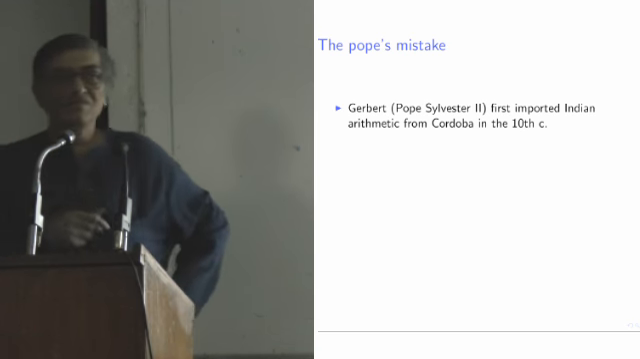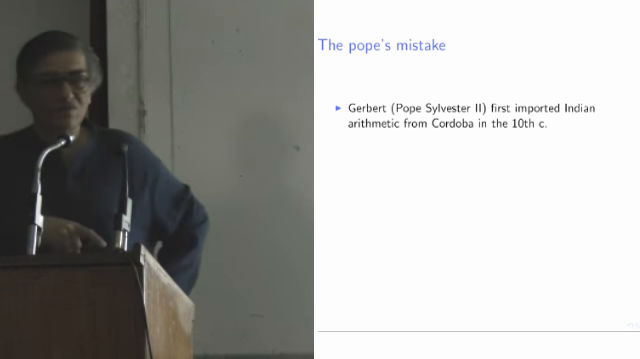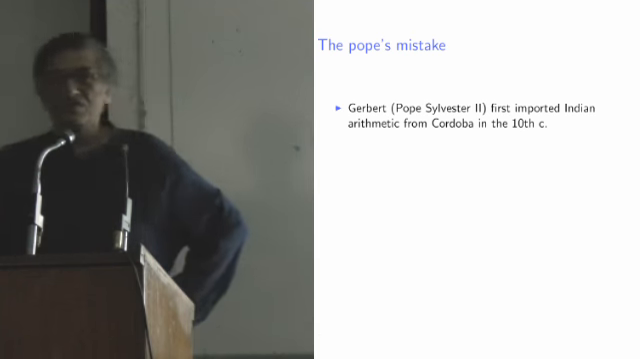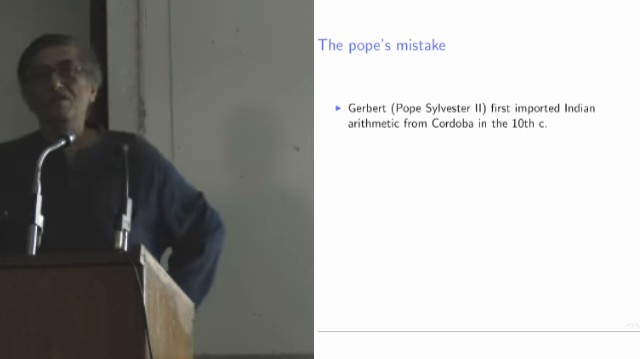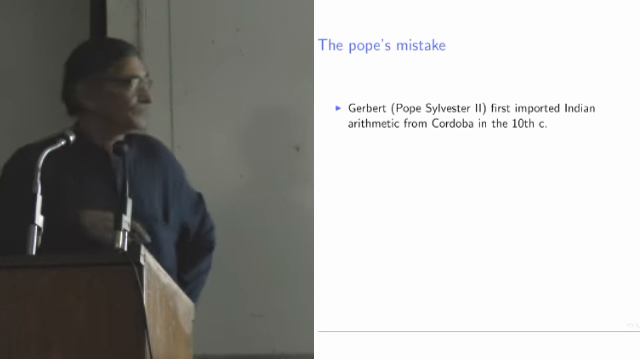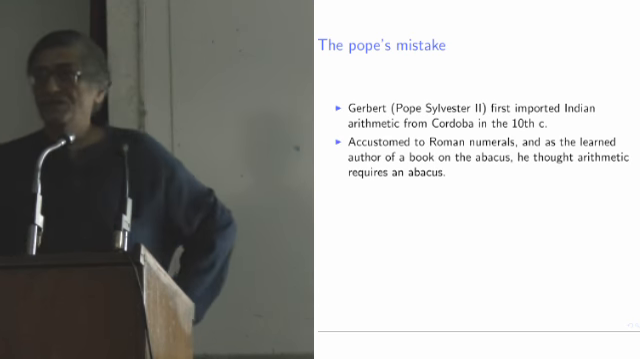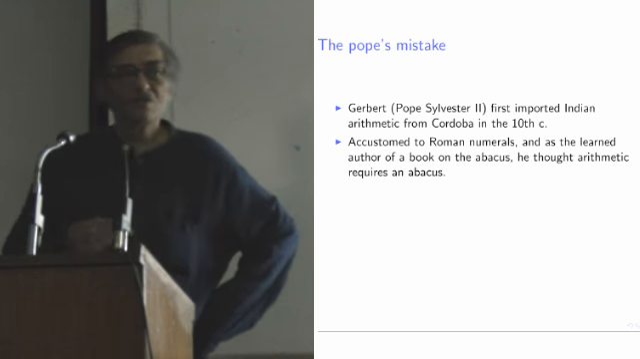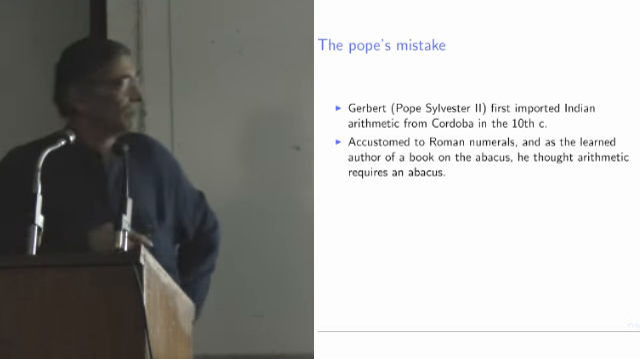So first, when Indian arithmetic went, as I said, first went to Baghdad. From Baghdad it went to Cordoba, from the Abbasid Khilafat to the Umayyad Khilafat, and from there it was imported into Christian Europe. So he was accustomed to Roman numerals. He was a very learned man. So learned, he is portrayed as a black magician in Christian art.